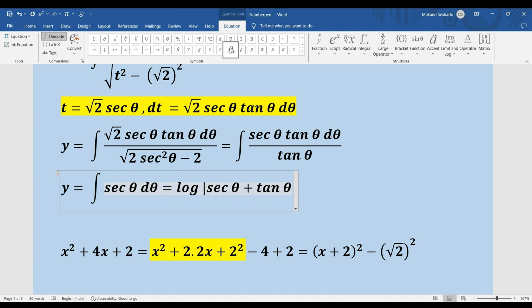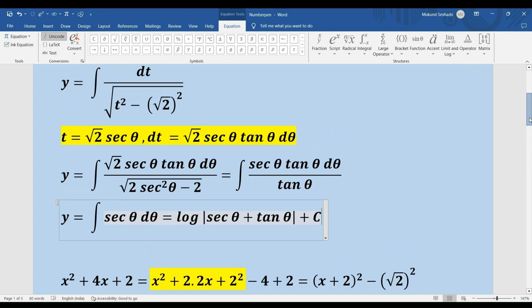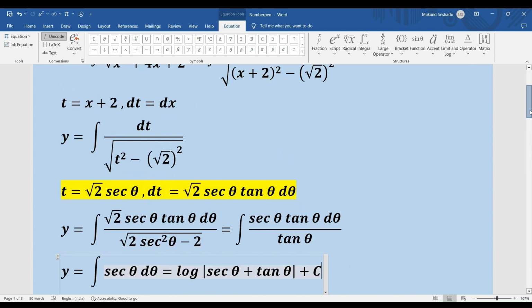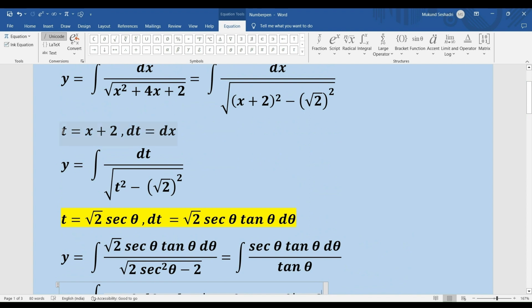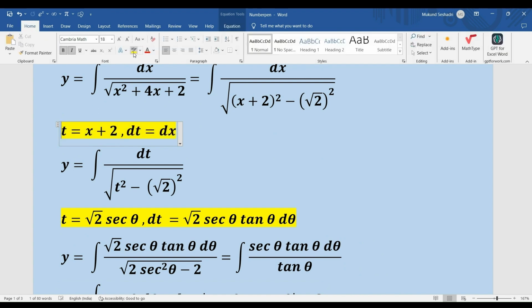So now, my original question, everything was in terms of x, right? And I made two substitutions trying to solve this problem. The first substitution that I did was, let's go back and see what substitutions we have made. One is, I did this substitution, right? t equals x plus 2, and let me highlight that for you folks. And the second substitution, which is already highlighted in yellow, and then we again made a substitution, t equals root 2 secant theta, right?